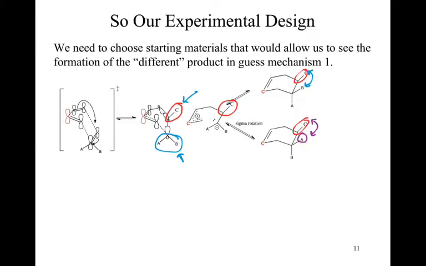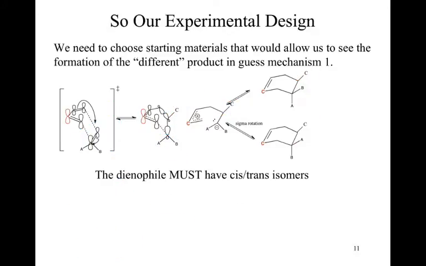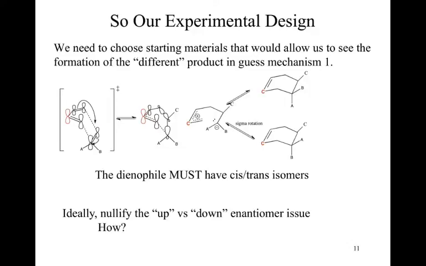Okay? So if we propagate this backwards, let's clean that up, we need a double bond for our diene with a C on it, and then we need a difference between A and B. Okay, well, if A and B are different from each other, and C is not H, what do we have? We have a structure with cis-trans isomerism. Okay? So that needs to be a characteristic of our dienophile. Okay, so that's going to help us choose what pieces we put into this. Okay, so it has to have this cis-trans isomerism.